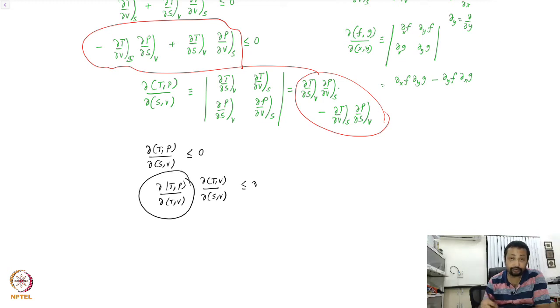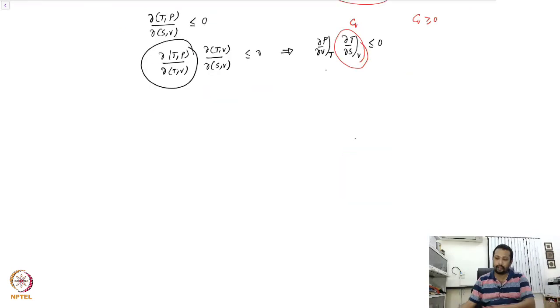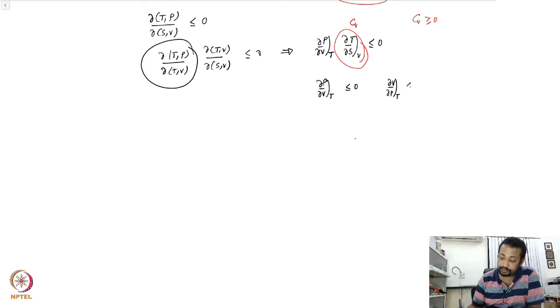From the definition of Jacobian, this implies the first part of it is ∂P/∂V at constant temperature, and the second part of it is ∂T/∂S at constant volume, which must be less than or equal to 0. But this derivative ∂T/∂S is nothing but the specific heat Cv. Now Cv is positive. Since Cv is positive, it follows that ∂P/∂V at constant temperature is less than or equal to 0, which means of course ∂V/∂P at constant temperature is less than or equal to 0.